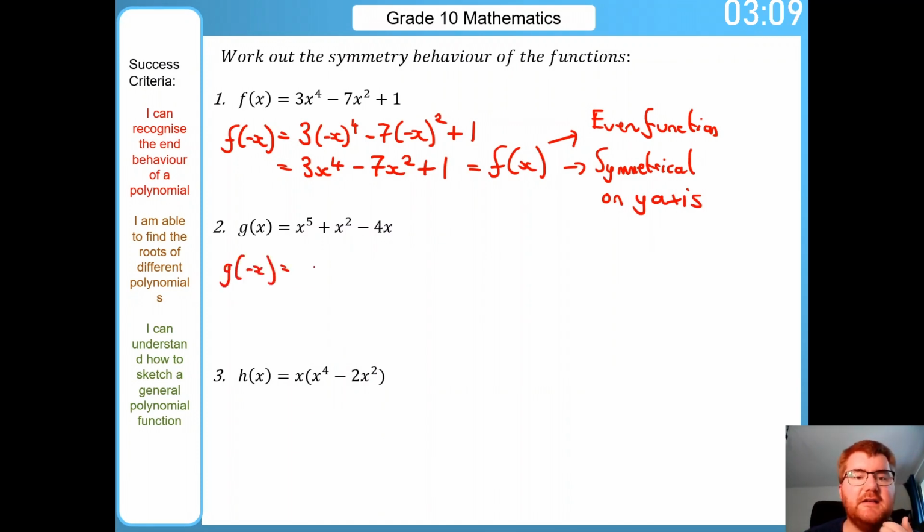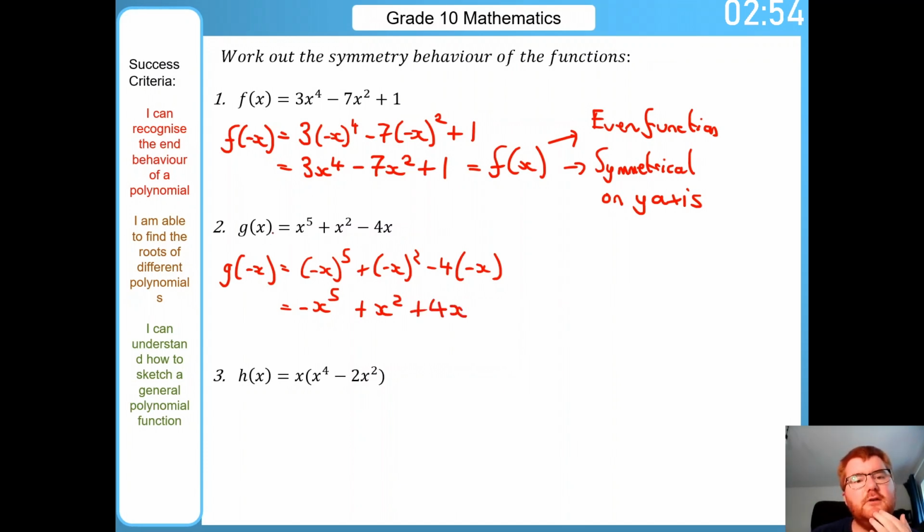Okay, if we try the same thing here, so we've got g of x, so g of minus x, so that gives us minus x to the power of 5, plus minus x all squared, minus 4 brackets minus x. So that gives us minus x to the power of 5, we have a plus x squared and a plus 4x. Notice this does not look the same as the function at the start, and also, all the signs haven't been switched. Remember, this one here hasn't been switched, so this function is not odd or even, and that means there's no obvious symmetry property here.